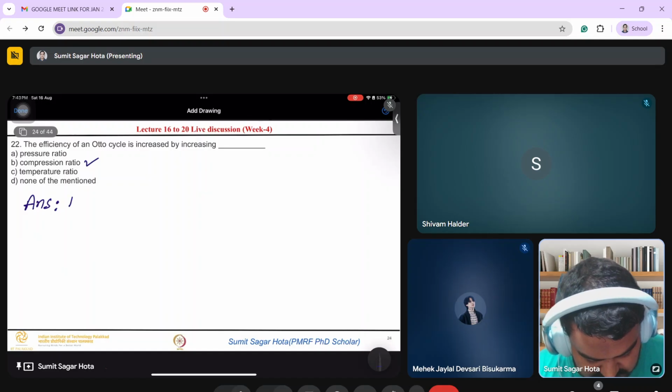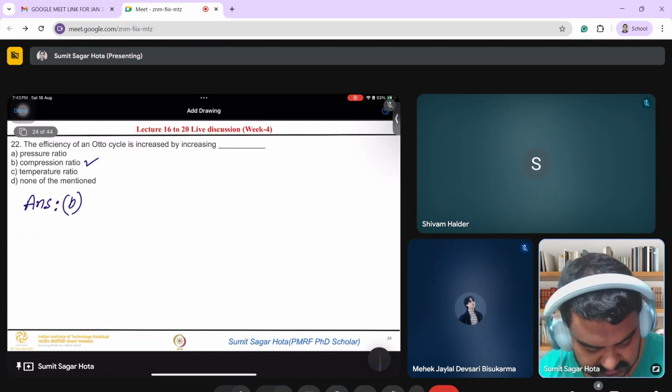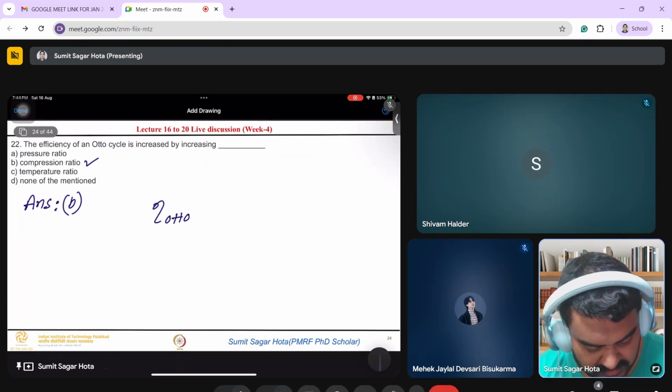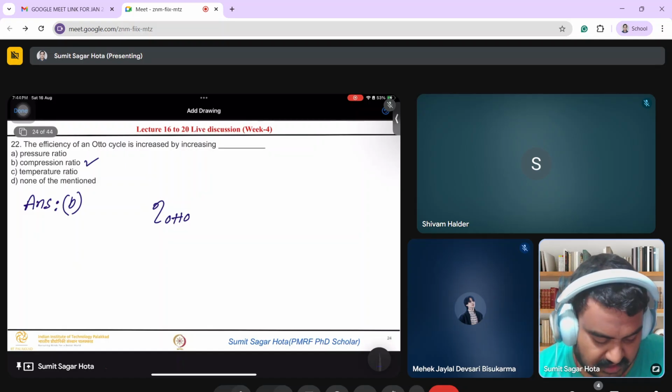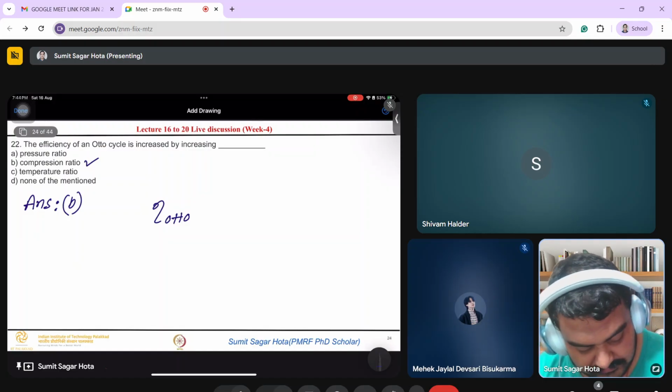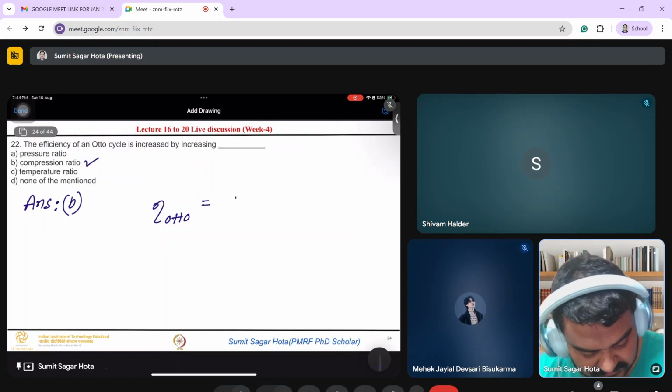Still, we'll see how it affects. This is an easy question. Maybe the question might not be that easy. Maybe they can frame one question: the compression ratio will increase, the compression ratio will decrease, or the compression ratio remains constant. If they frame that kind of question, then it will be difficult.